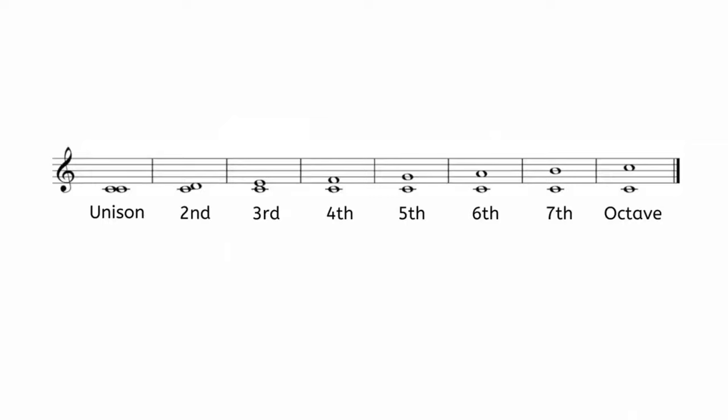The picture below shows intervals that are based on the C major scale. The first one from middle C to the same middle C is called a unison. The last one goes from middle C to another higher C is an octave.